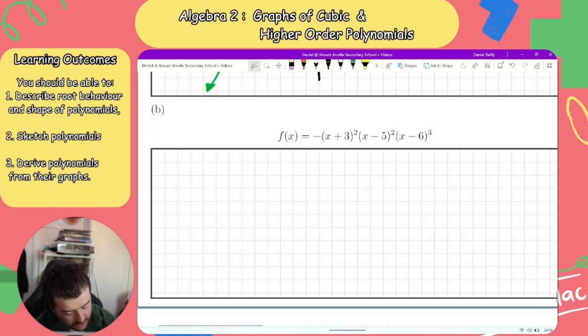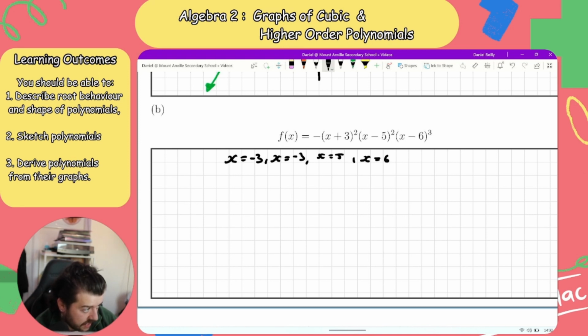Right, let's look at this one here. So I have x is equal to minus 3 twice, x is equal to 5, x is equal to 6. Oh, sorry. X is equal to 5 two times. And I have x is equal to 6 three times. So my degree is 1, 2, 3, 4, 5, 6, 7. My degree is 7.